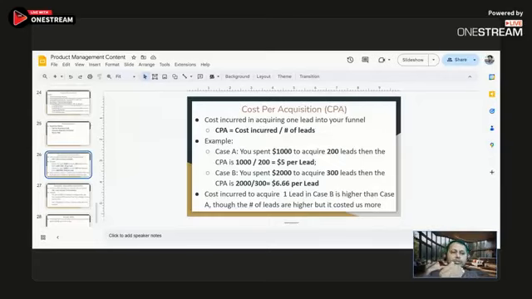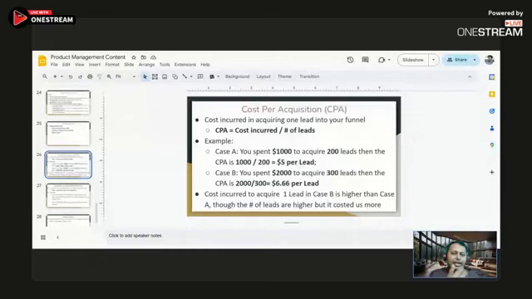Then the cost per lead would be $1,000 divided by the 200 users who have come into our platform, which is $5 per lead. In another scenario, case B, you spend $2,000 in the next month and you have acquired, say, 300 leads in that month. Then the cost per acquisition will be 2,000 divided by 300, which is $6.66 per lead.